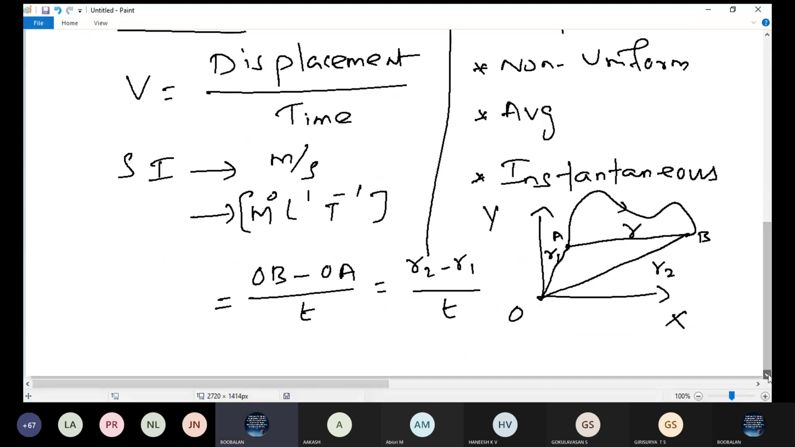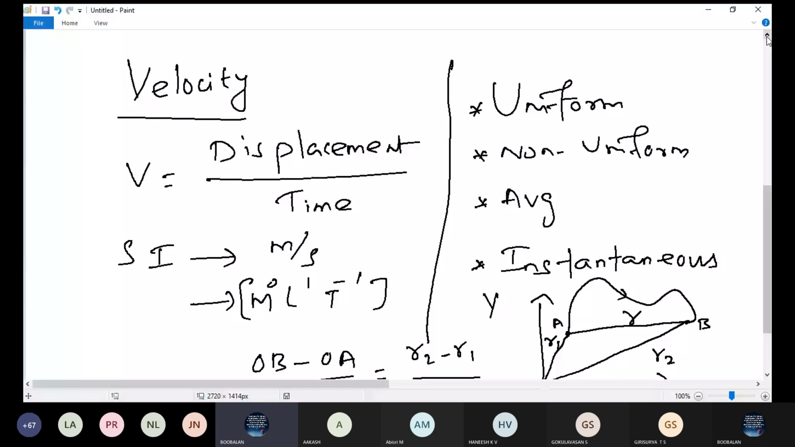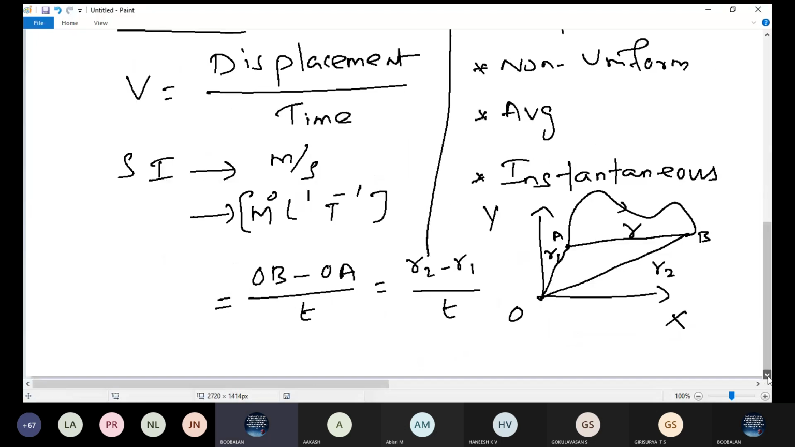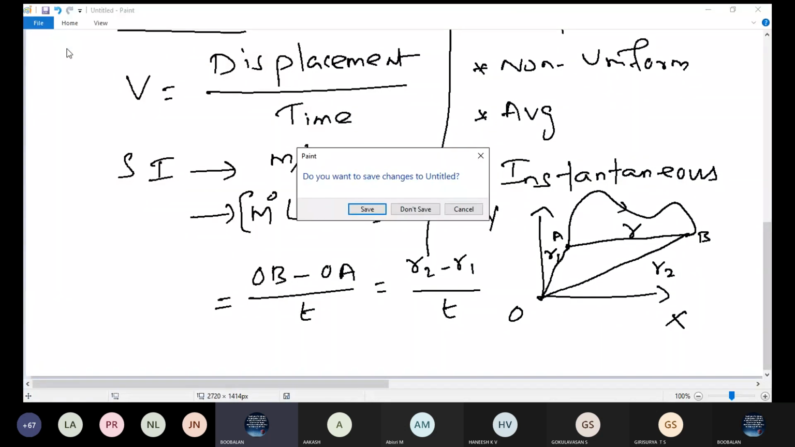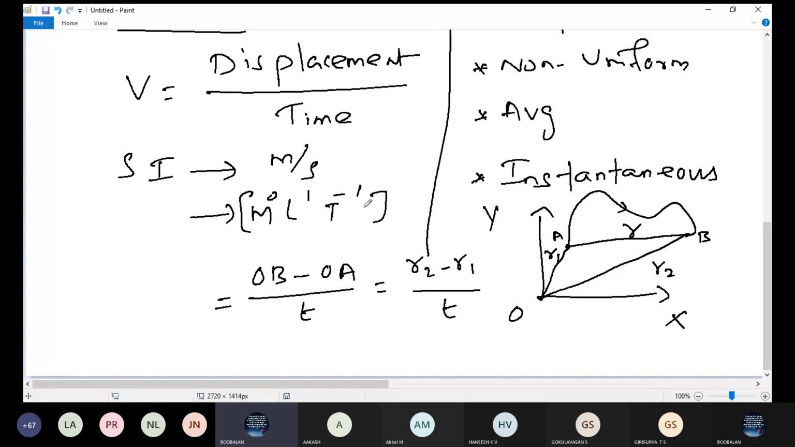Uniform velocity means initial and final, every second or every minute, the speed is equal. Non-uniform, it is variable. Average, we are taking the values, all the V1, V2, V3, like that. Next one, instantaneous. Instantaneous velocity is also the same as the speed. Within the seconds, we want to measure the value and calculate the entire thing. So before that, now we'll discuss one small formula, that is the calculus integral method, integral and differentiation. Now we'll discuss differentiation.